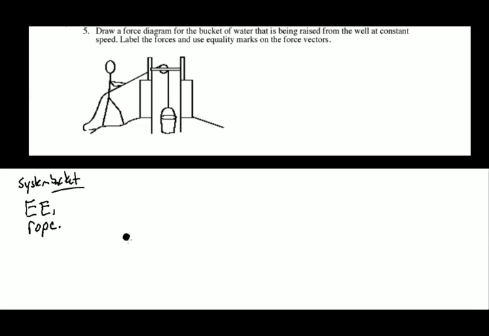So here's the bucket. Force, gravity, by the earth, on the bucket. That can't be the only force, otherwise the bucket would be falling. The bucket is being lifted at a constant speed. That means acceleration is 0. This implies that we are in equilibrium, which means the net force is equal to 0.